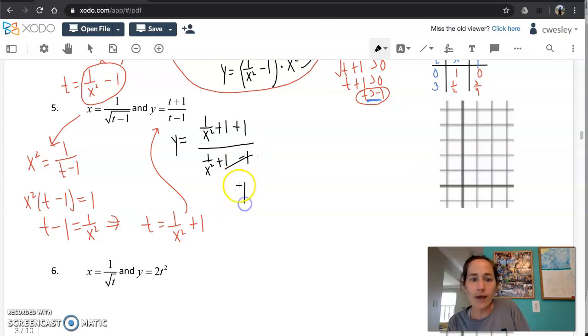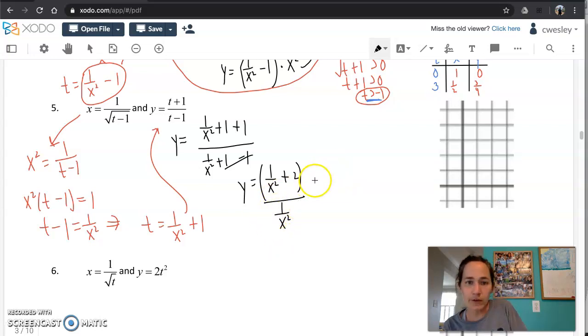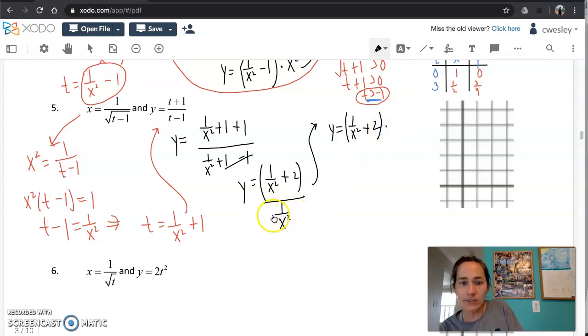You're going to get y equals 1 over x squared plus 1, so plus 2, divided by 1 over x squared. And we can bring up the bottom and flip it now, so we can make this y equals, how about 1 over x squared plus 2? We'll leave the top, and then times the reciprocal of that denominator, so times x squared, very similar to what we did the last time. We can bring that into both parts, get y equals 1 plus 2x squared.